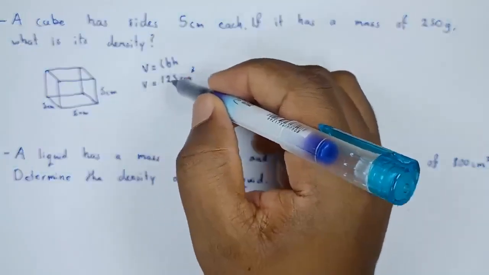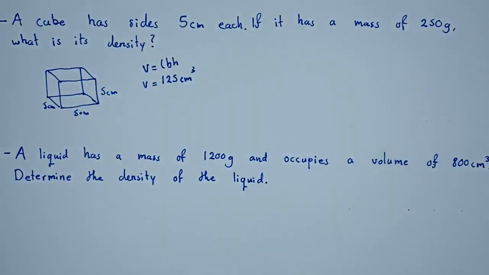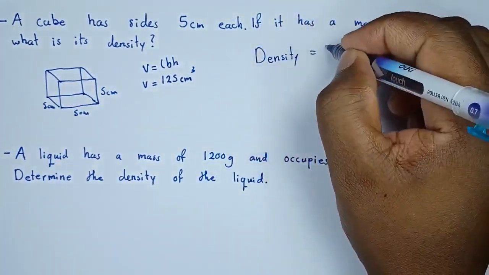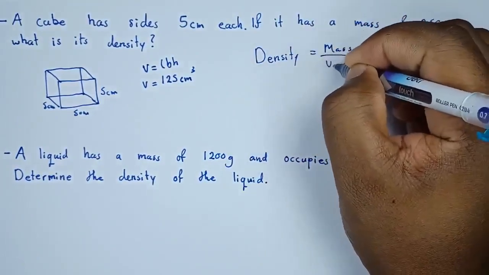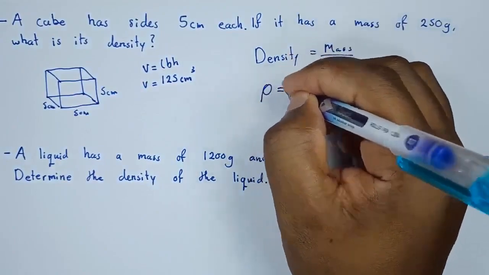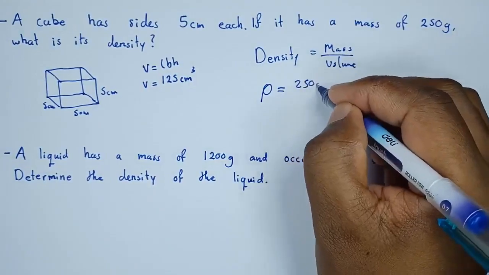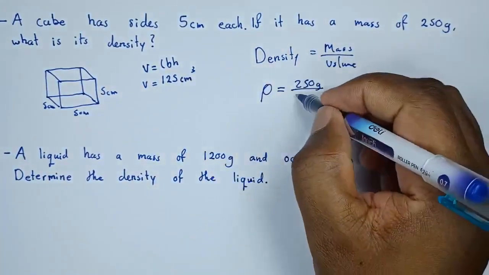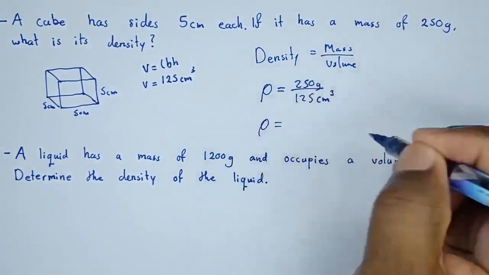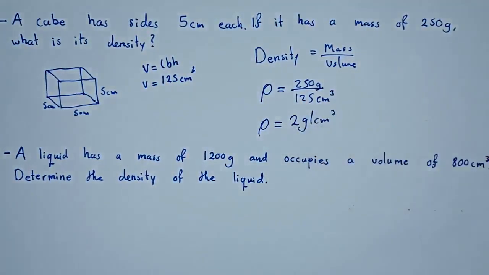Now that we have the volume and the mass, let us find the density. We know that density is given by mass per unit volume, or we can use the symbol for density, which is rho. So rho is equal to mass per unit volume. The mass in this case is 250 grams over the volume, which is 125 cubic centimeters, meaning that our density will simply be 2 grams per cubic centimeter.